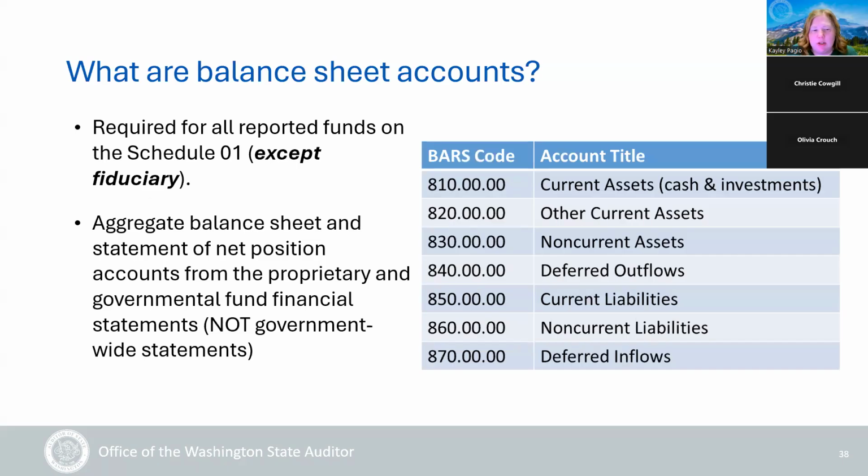So I know I just mentioned balance sheet accounts. So let's talk about what those are and define what these accounts are used for. Within each local government's chart of accounts, you'll find a series of 800 BARS codes, which are referred to as the balance sheet accounts and are used to report information from your balance sheet or statement of net position, such as current and non-current assets, deferred inflows and outflows, current and non-current liabilities. These codes are applicable to all GAAP funds except fiduciary.